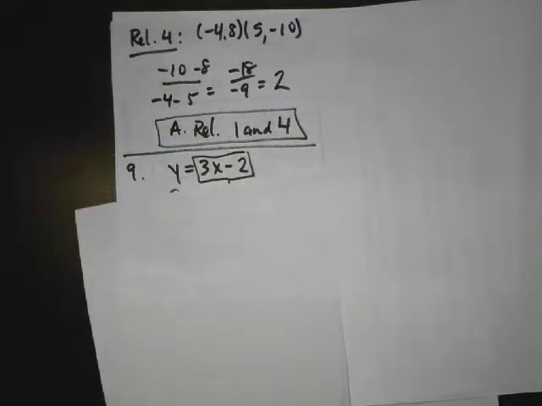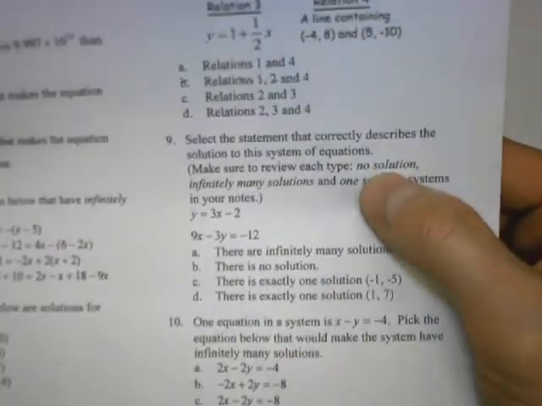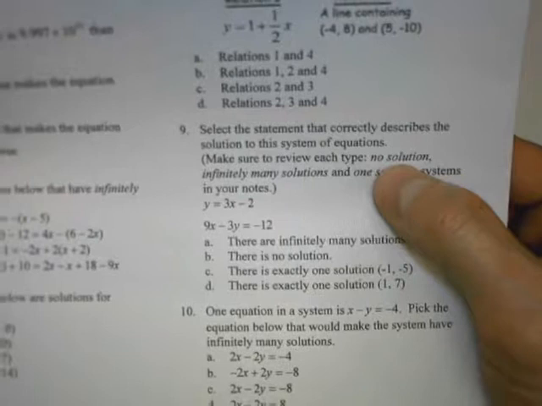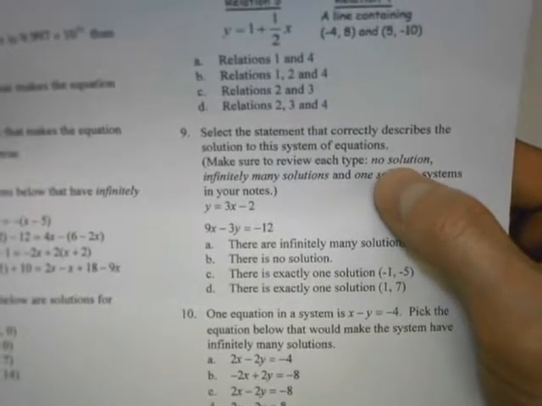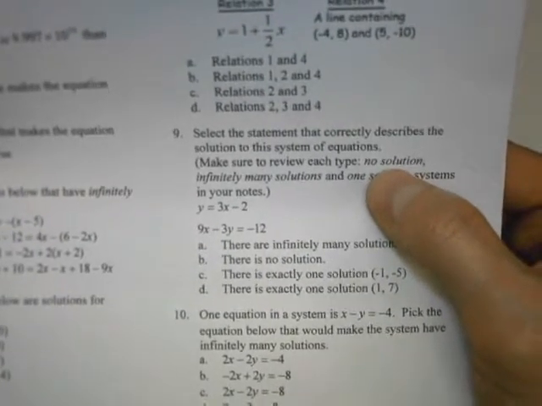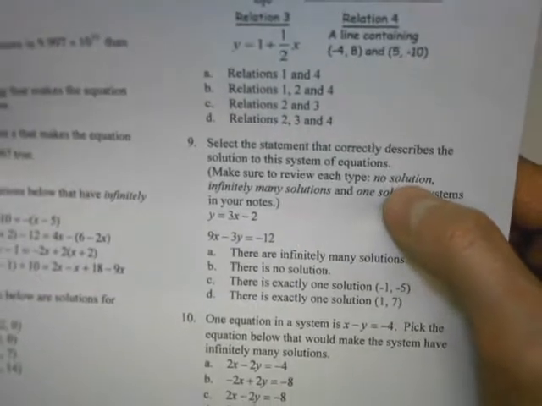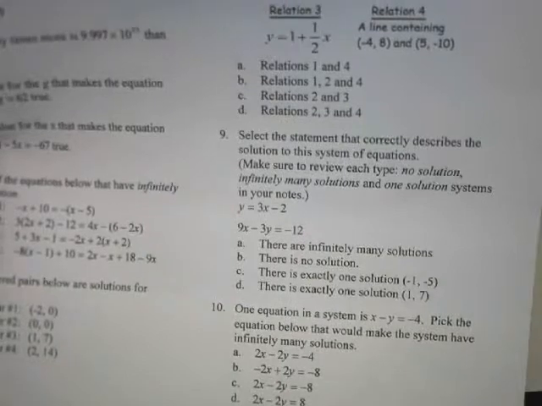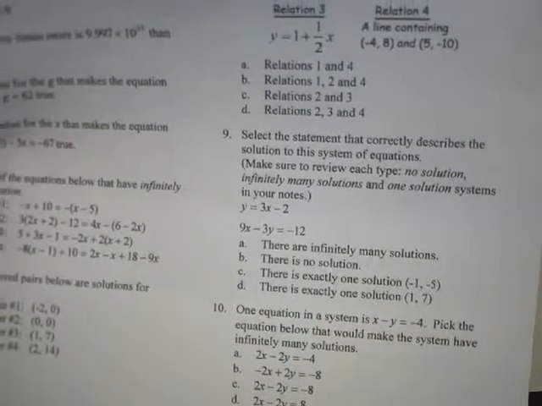Problem number 9, it says read the directions again carefully, because this time I'm asking you to select the statement that correctly describes the solution to this system of equations. So we have to make sure we know what it looks like when there's no solution, infinitely many, or one solution. Okay, so the way we do this is we solve this.